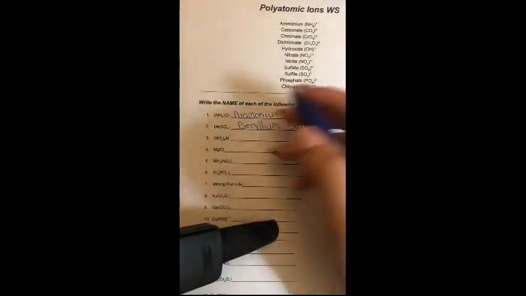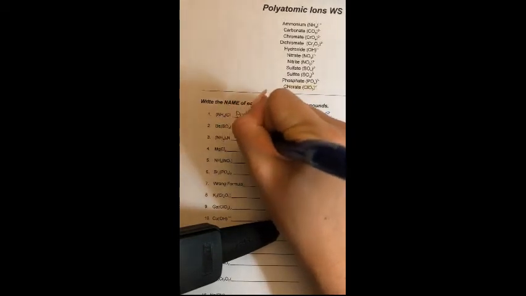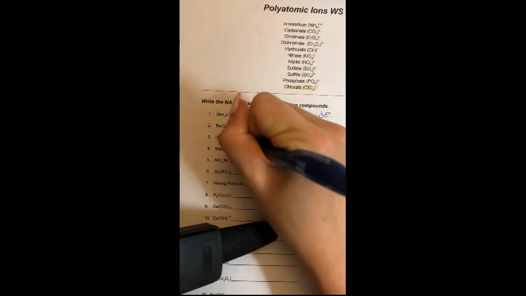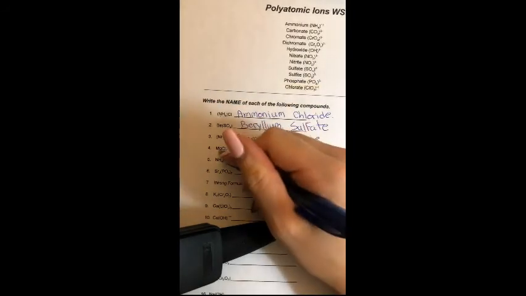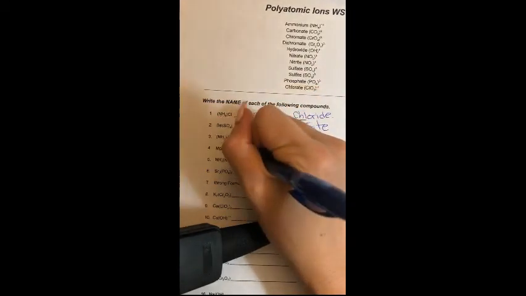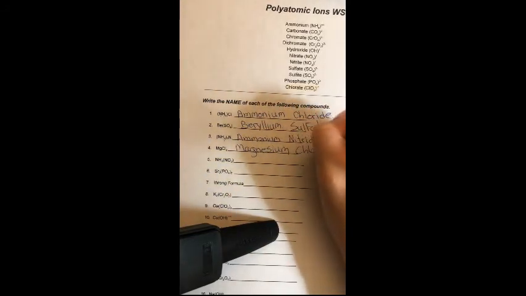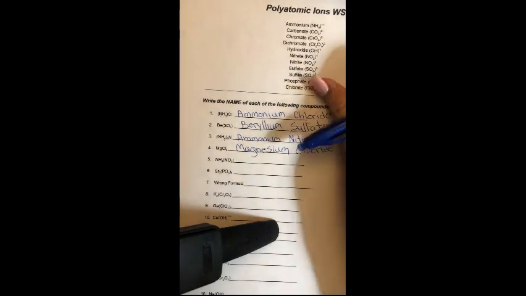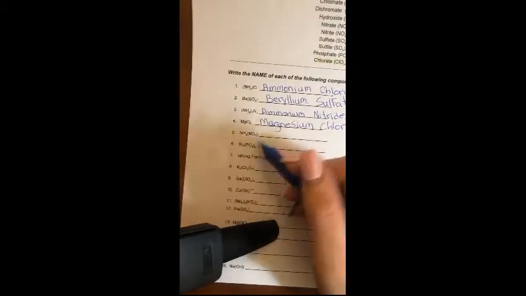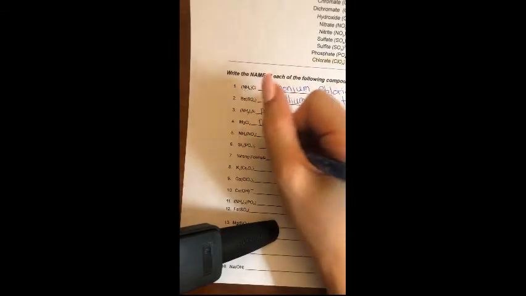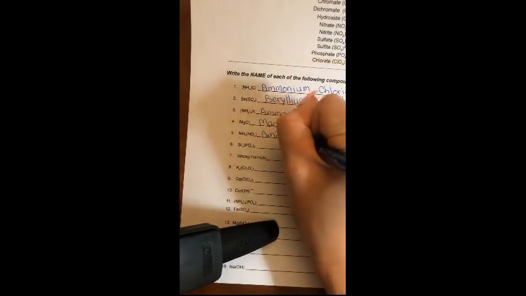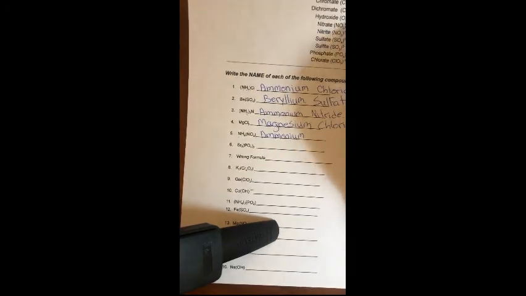Okay, this again, we've got ammonium. And then nitrogen is nitride. Magnesium, chloride. Okay, we've got ammonium again. And then NO3 at the top we know is nitrate.